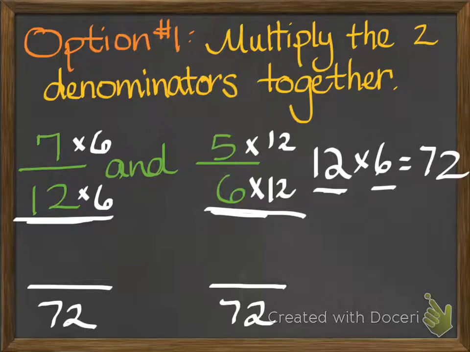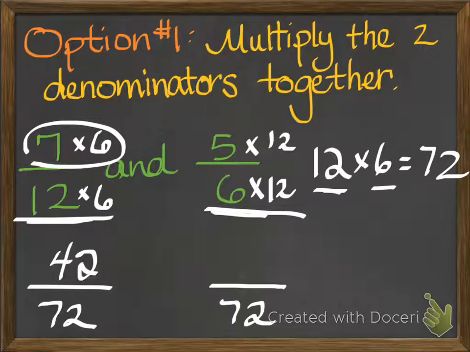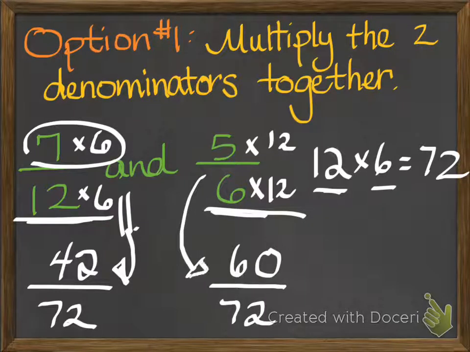Okay? Now I'm going to do 7 times 6. 7 times 6 equals 42. So 7/12 equals 42 72nds. Okay, now let's do 5/6. I did 6 times 12 to get 72. Now I have to do 5 times 12. 5 times 12 is 60. So 5/6 equals 60 72nds.